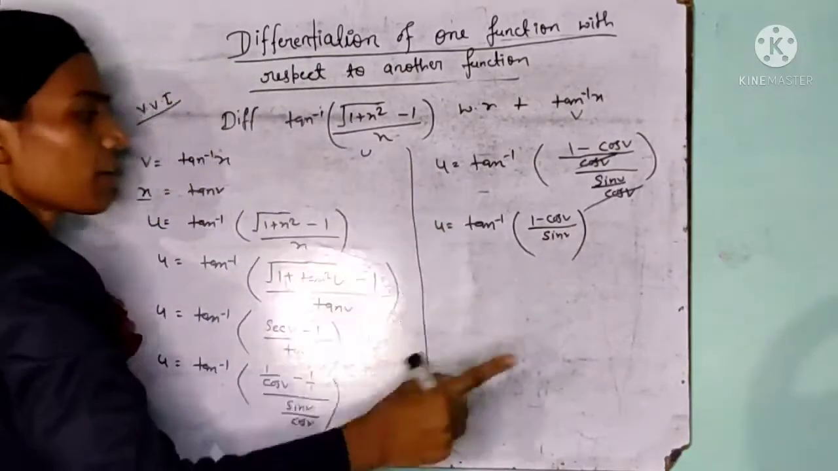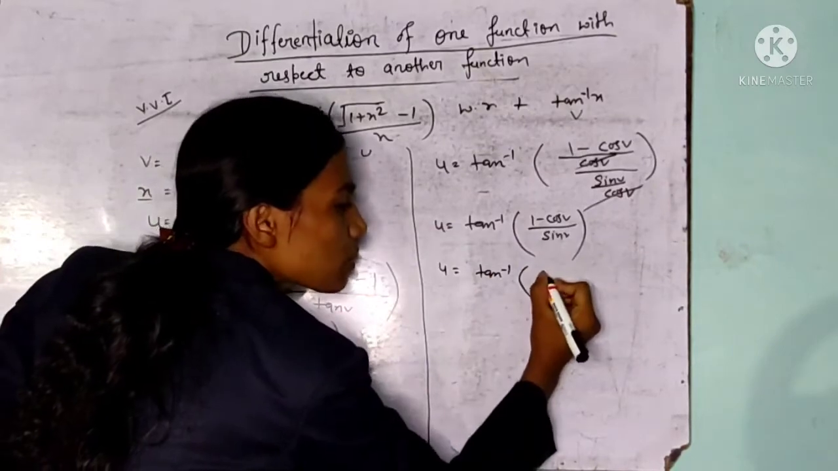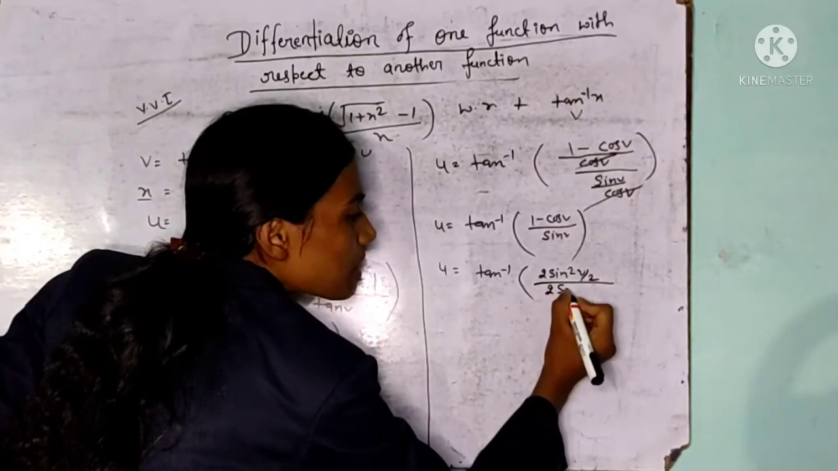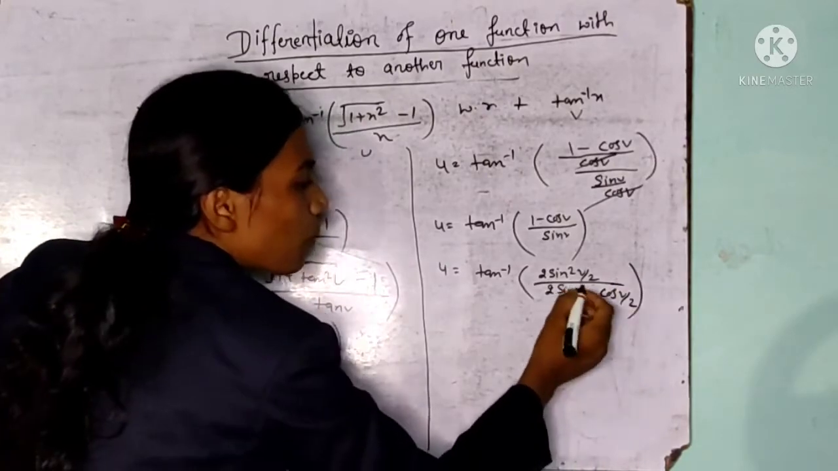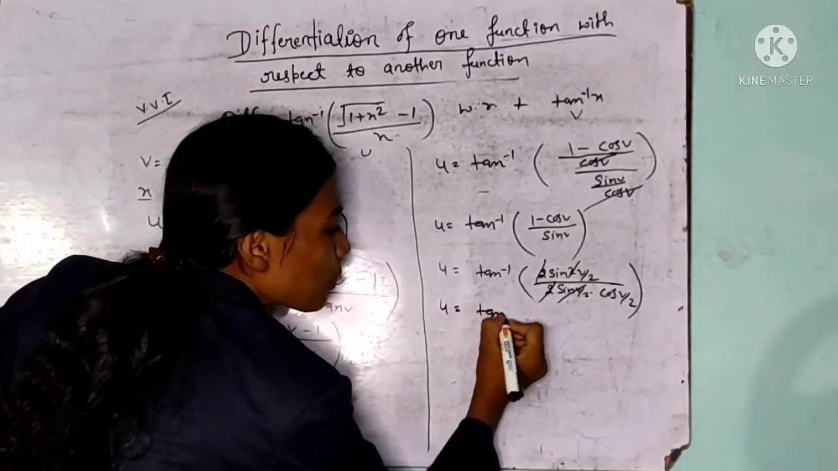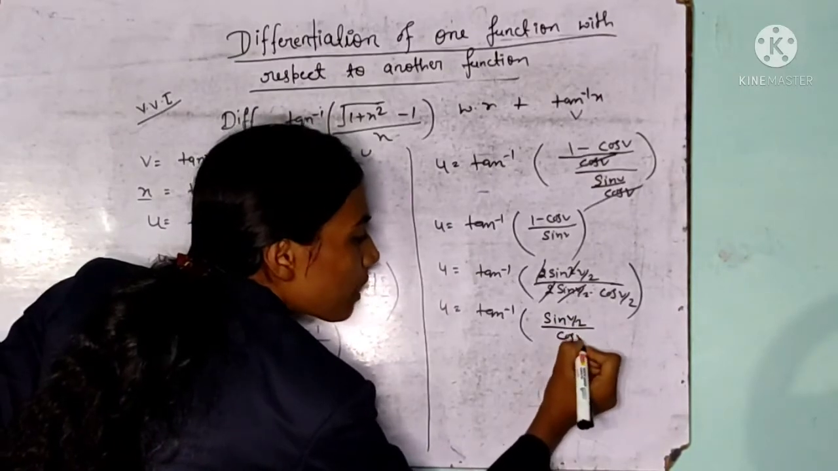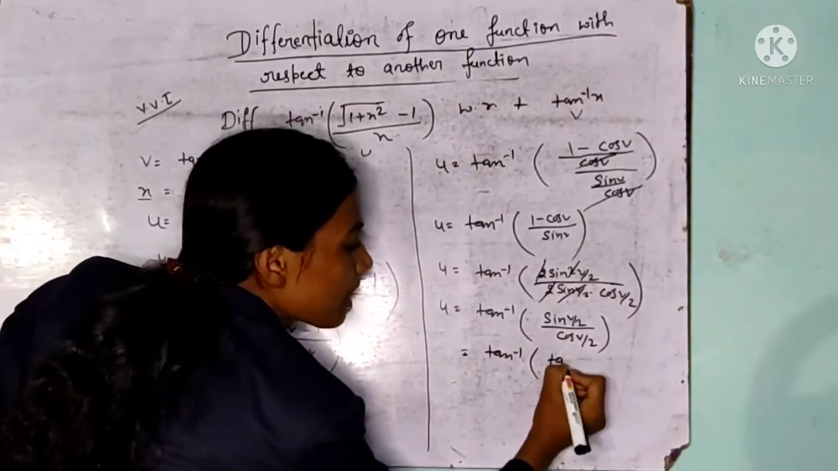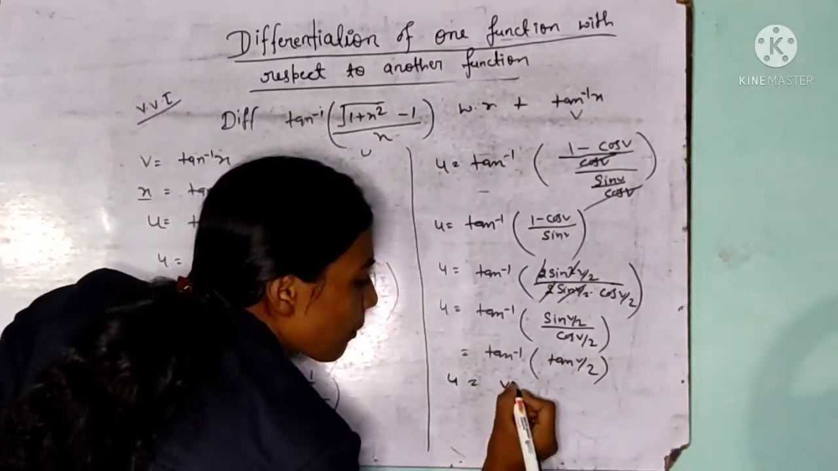Now we have one formula here. What formula? 1 minus cos v is equal to 2 sin square v by 2, and sin v is 2 sin v by 2 into cos v by 2. So now one sin gets cancelled, 2 gets cancelled. What happened? We get here u is equal to tan inverse of sin v by 2 upon cos v by 2. So now tan inverse of sin by cos gives tan v by 2. Now tan inverse and tan get cancelled, and we only get v by 2.